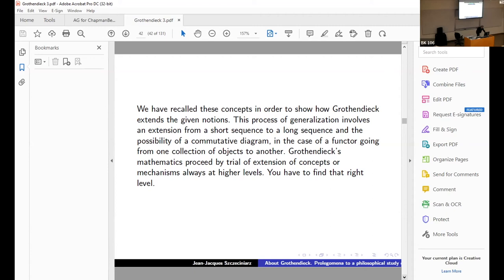Grothendieck's mathematics proceeds by trials of extension of a concept or mechanism always to a higher level. And you have to find the right level. Experiments of extension, and how to choose the good extension, how to choose a good level.